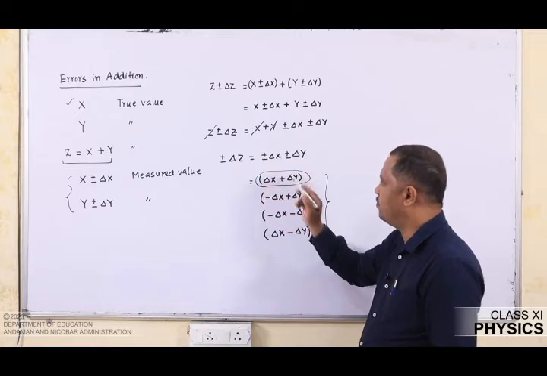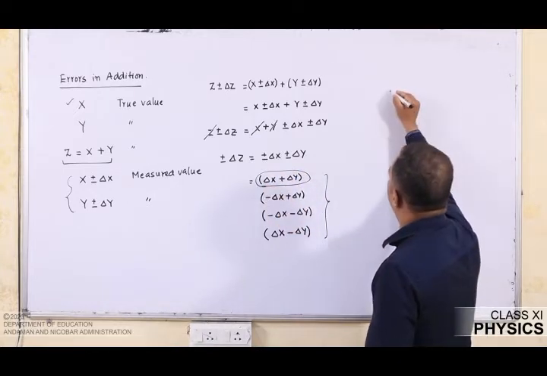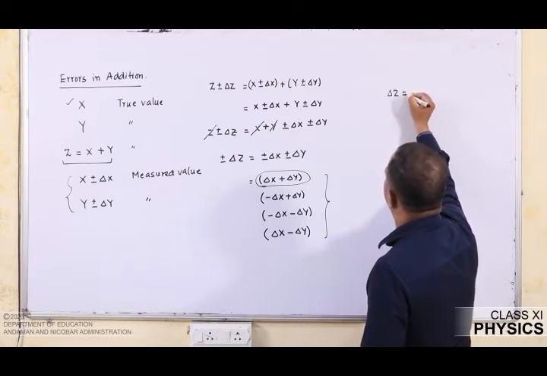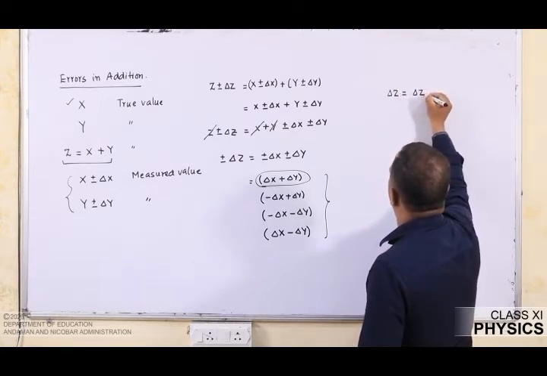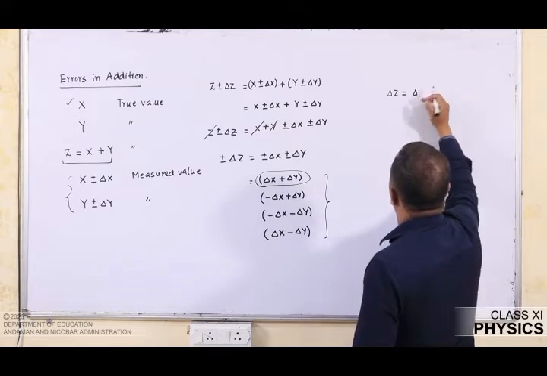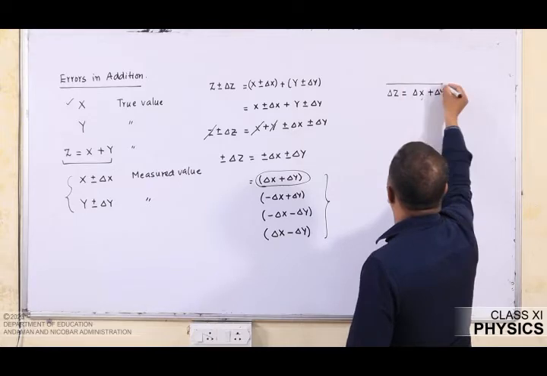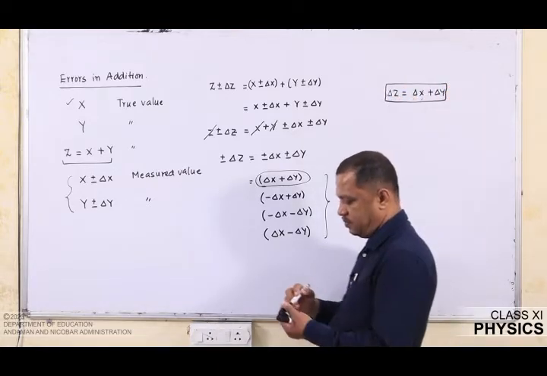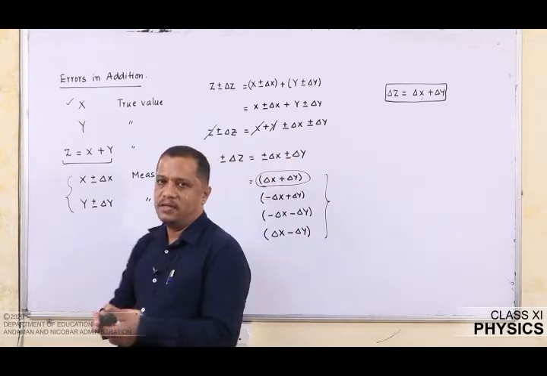So, I must be mindful. Thus, the maximum error possible in a sum is equal to the sum of the errors present in individual measurements. So, this thing we need to keep in mind. This is the maximum possible error. So, this is error in addition.